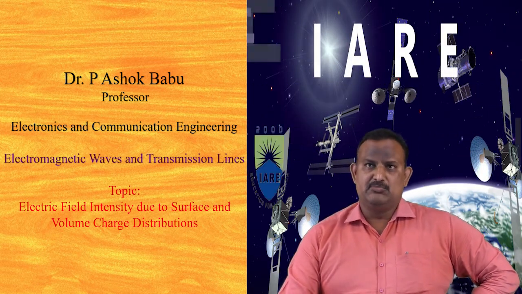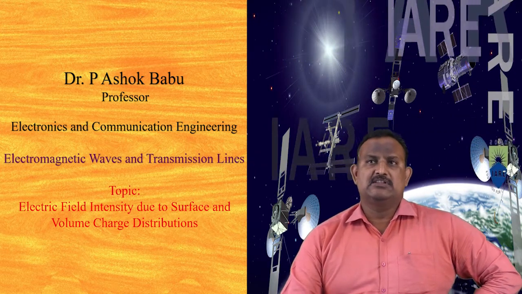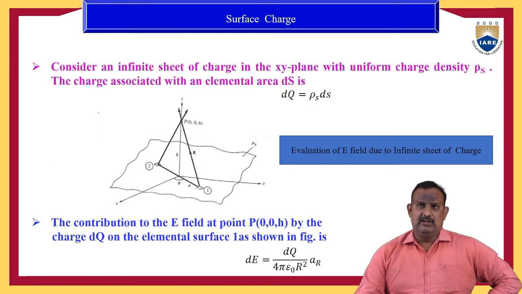Today I am going to discuss the continuous charge distribution using surface charge and volume charge. First we'll see what surface charge is, and then we'll discuss volume charge. If the charge is distributed throughout the surface of a given area, then we call it a surface charge.